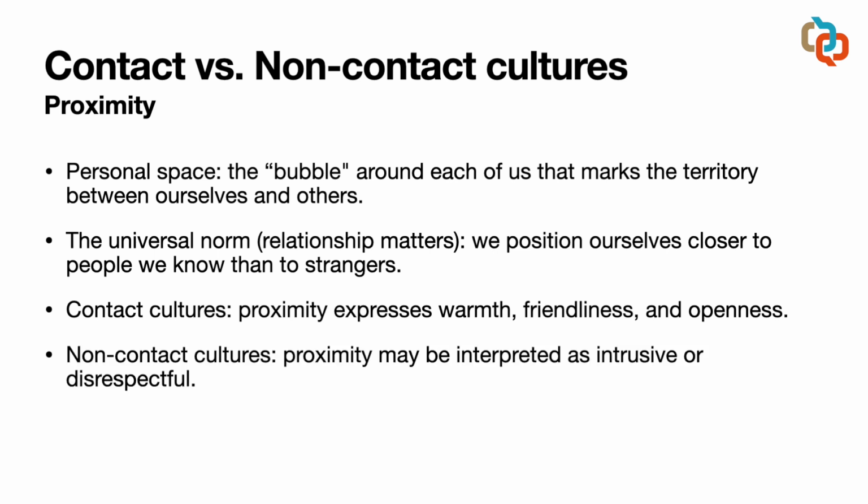In contrast, in non-contact cultures, where we typically value a larger personal space bubble, individuals prefer to maintain a greater physical distance during interactions to respect personal boundaries and comfort. Standing too close in these cultures might be seen as intrusive or disrespectful. For example, in Japan and Finland, people usually keep a distance of about an arm's length or more in social and business contexts, respecting the need for bigger personal space.